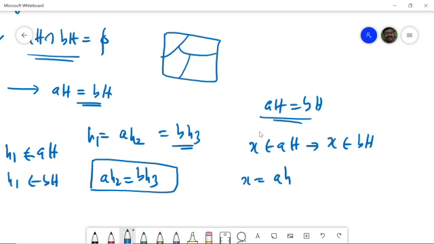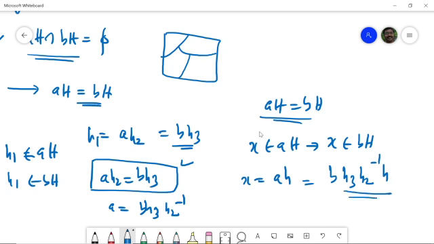Now A can be written from this result as A equal to B H3 H2 inverse, right? So A can be written as B H3 H2 inverse. So I can write this X as B H3 H2 inverse into H, where H3, H2 and H are already in H. Since H is a subgroup, their combinations also will be there. So that means this will be an element of B into H.